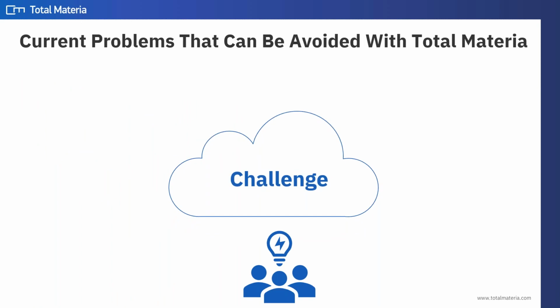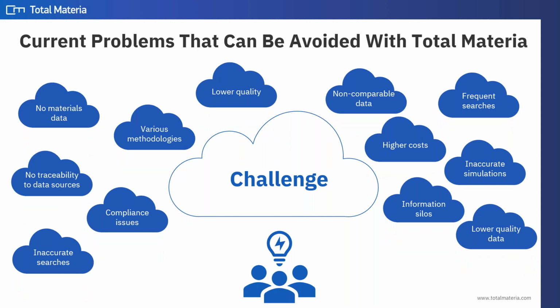Some current problems that could be avoided with Total Materia: not having material data. We have over 500,000 designations. I'm sure you could find something in our database or in our solution rather. No traceability to data sources sometimes, inaccurate searches on different search engines, multiple information silos across the company, non-comparable information, having this standard to that standard, inaccurate simulation, and we could go on and on about different issues that could arise and could be avoided with Total Materia, which I'm sure you're going to quickly realize when we go through the presentation and the demo.